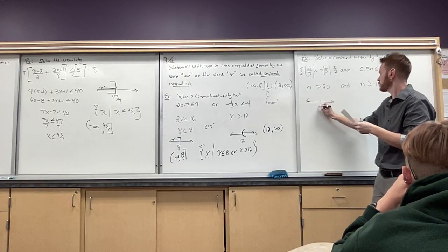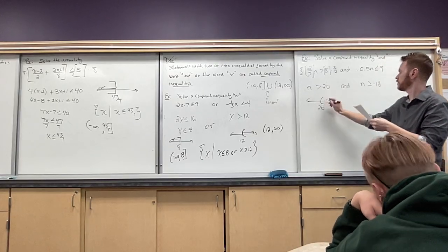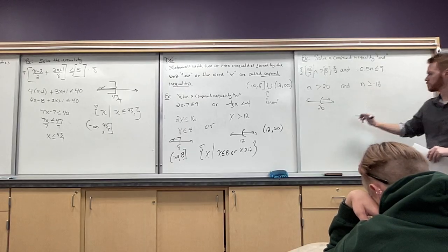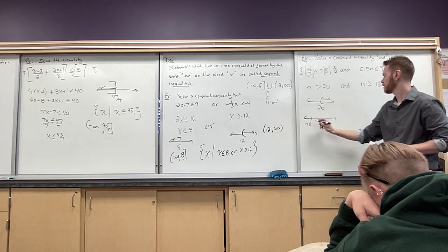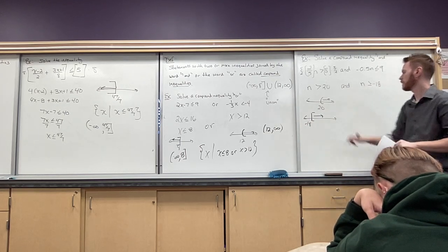So this one says 20, and just a parentheses, because you don't want to include it, we're going in that direction. This one says negative 18, a bracket, because we want to include it, and we're going in that direction.